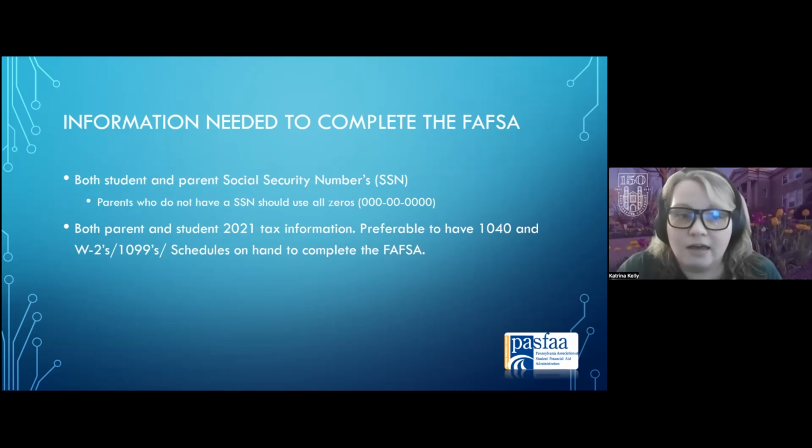We'll also need both parent and student 2021 tax information. It's preferable to have the 1040 and the W-2s, 1099 schedules, pretty much their whole tax information from 2021, because the 23-24 FAFSA uses the prior financial data. So this FAFSA that just opened on October 1st will be using 2021's tax information.